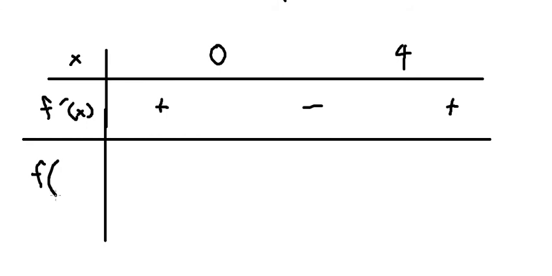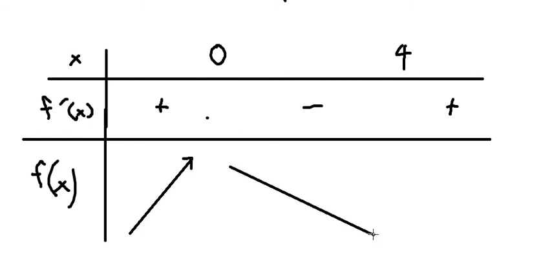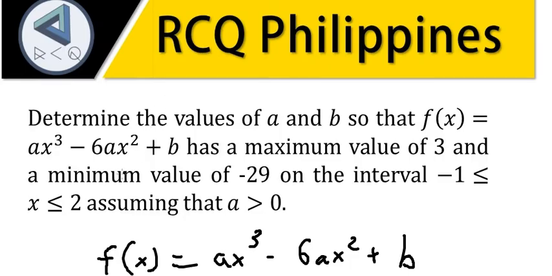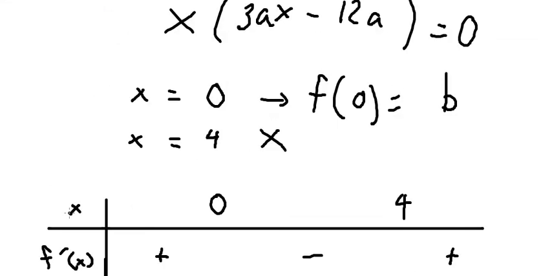So this is positive, so that means this is increasing, then decreasing, then increasing. So based on the variation table, we see that we have from negative number 1 and positive number 2.